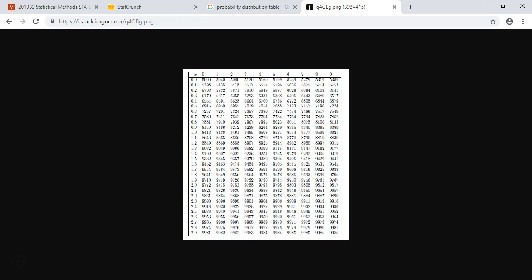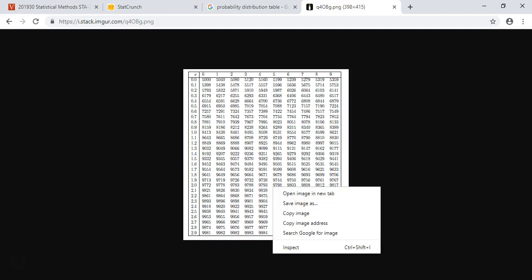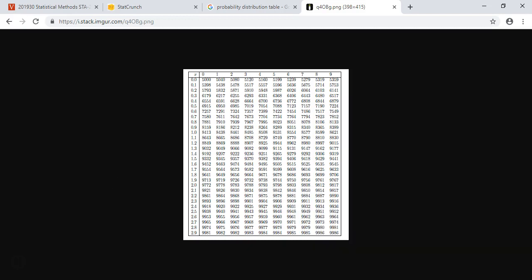This one is 0.9803, and this one right here is 0.9798. Which one is closer to 98%? The 0.9798. So when we look at this one, we come over from 2.0, and that matches up with the 5. So this is 2.05. Our z-score is 2.05.